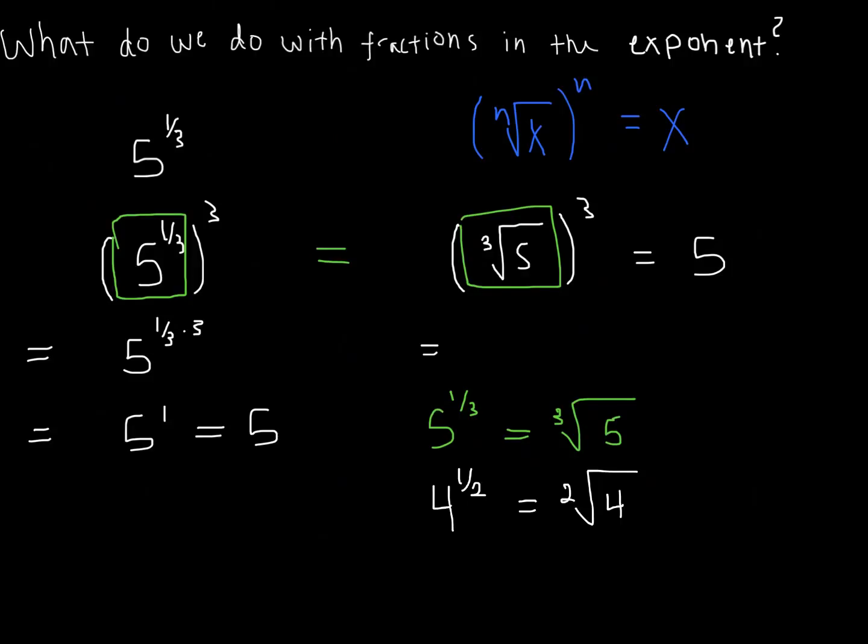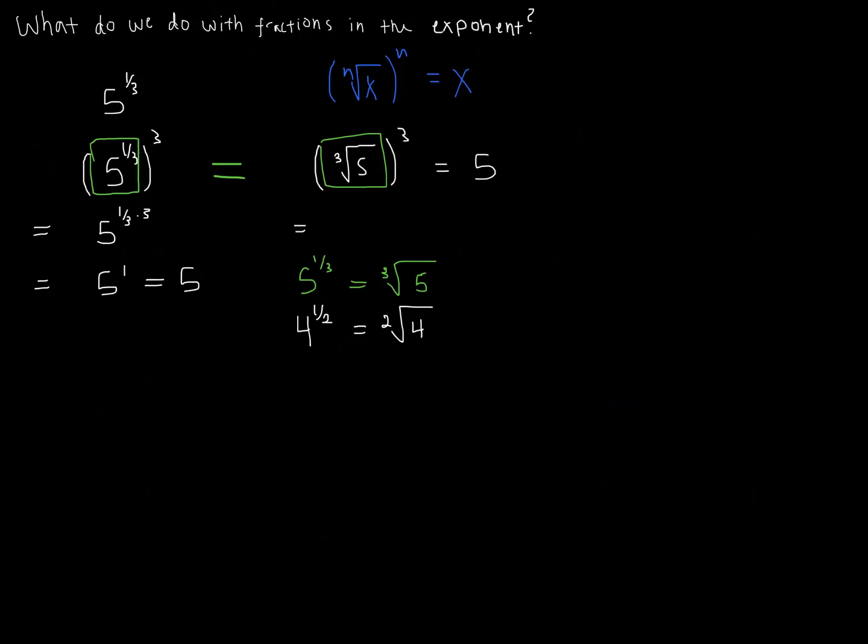Okay. In general, we can write a rule for this. In general, we can say that any number x raised to a fractional power, so we're just working with easy fractions like 1 over n, is equivalent to the nth root of that number x. All right? And this probably makes much more sense if you think about a number being here, right?